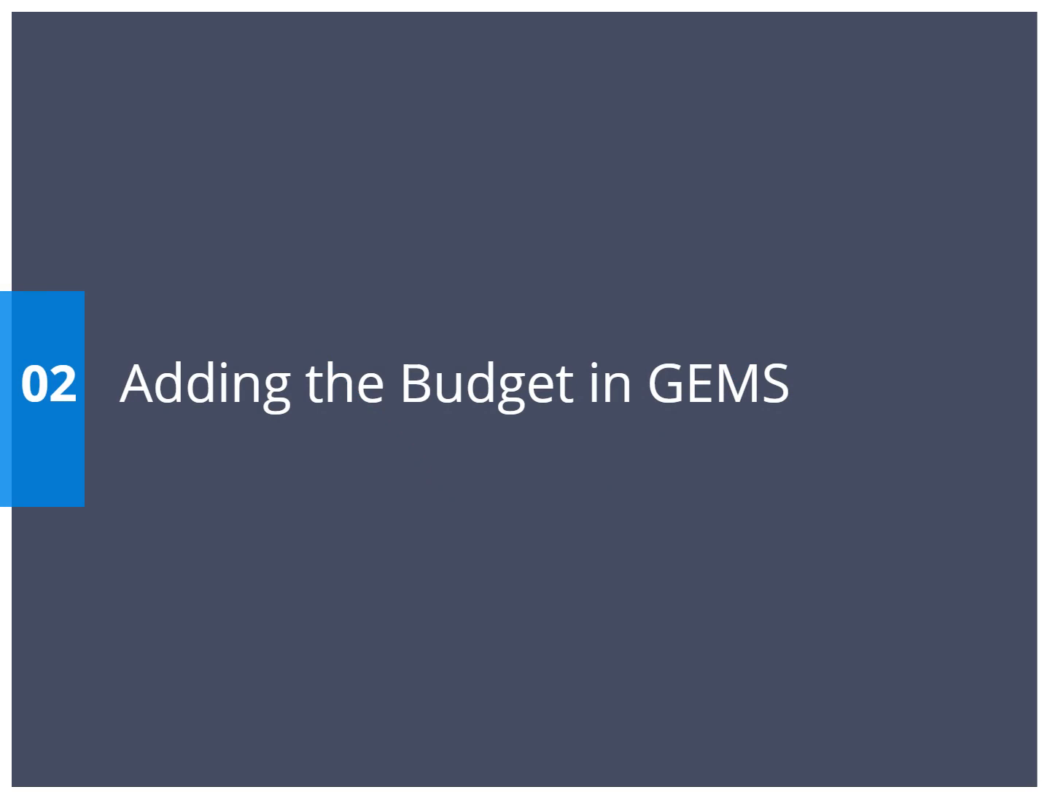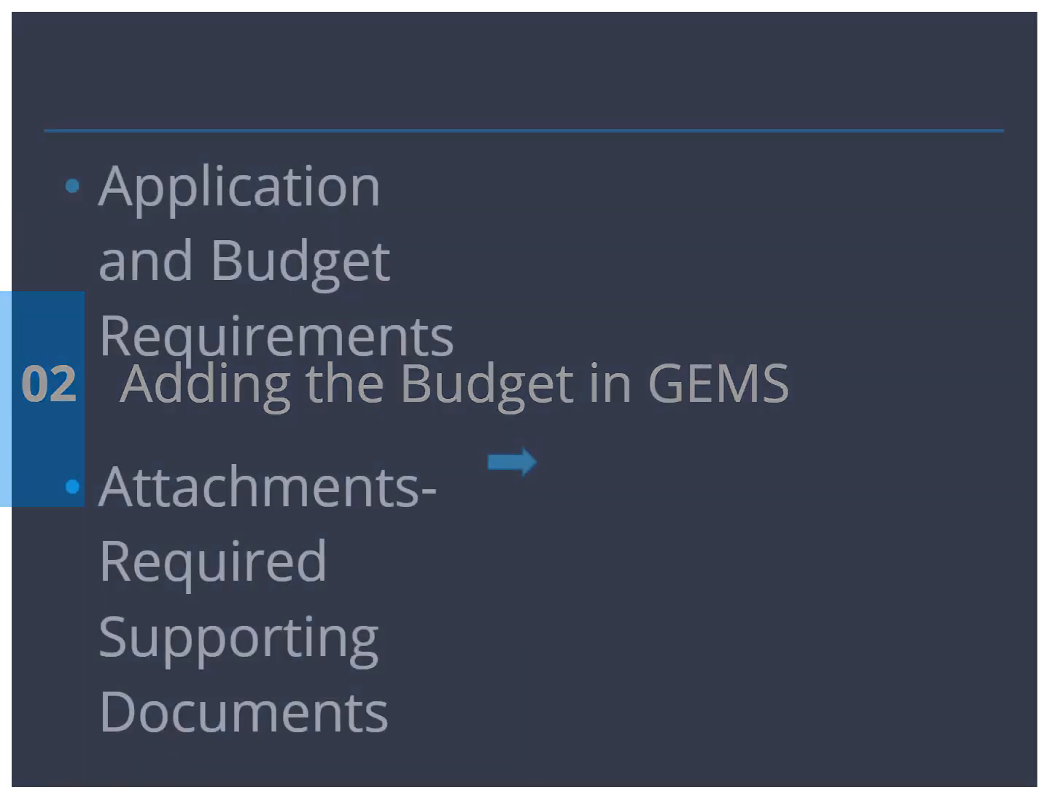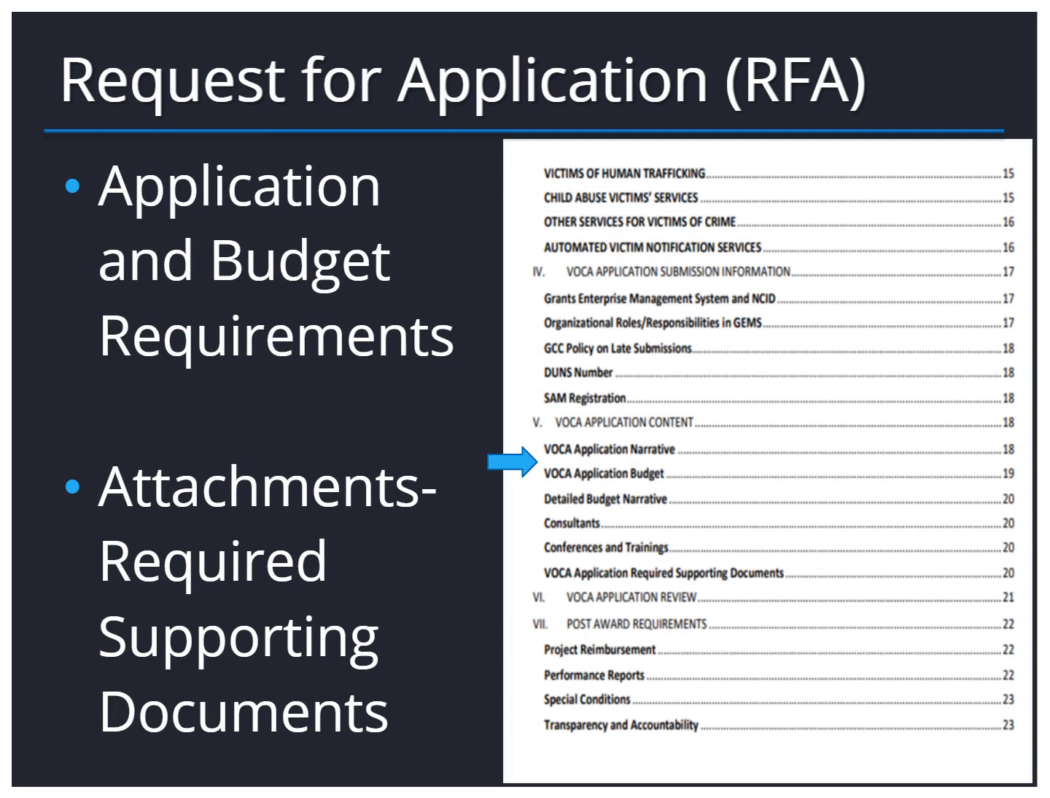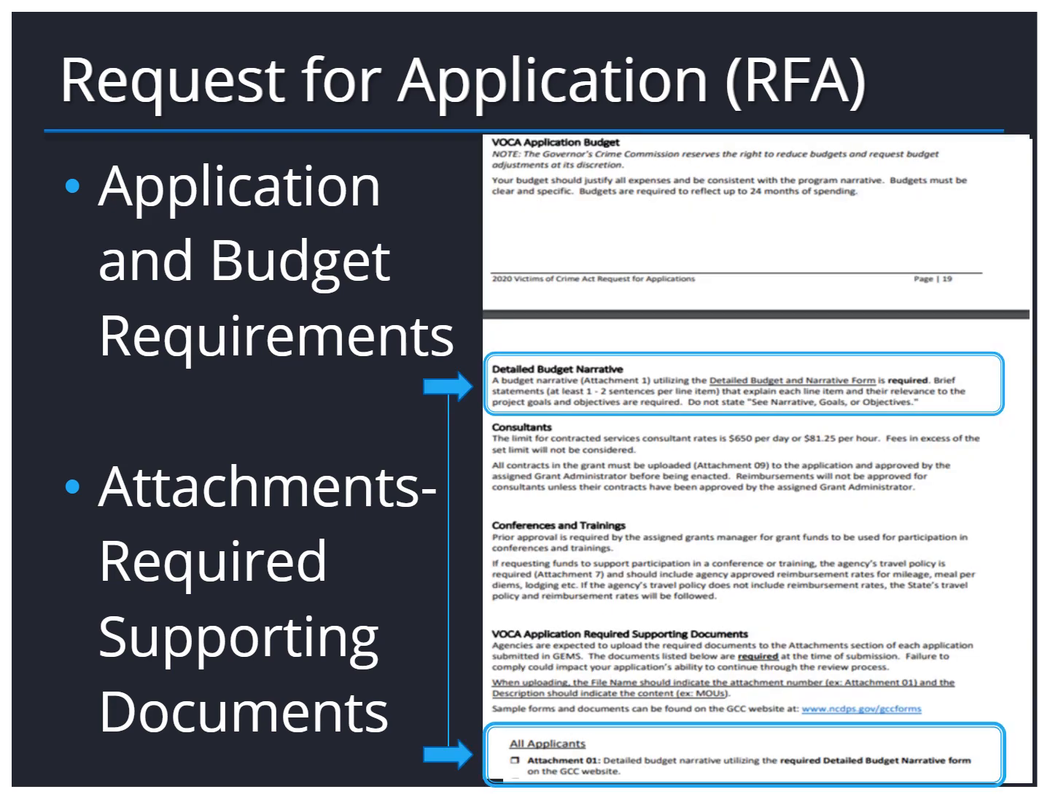Now let's learn how to add the budget in GEMS. As a reminder, applicants should refer to the request for application or the RFA for additional details on specific budget requirements. Use the table of contents to navigate to the section related to application budget. Additionally, agencies are expected to upload supporting documents with each application submitted in GEMS. These documents are required at the time of submission and should be labeled as indicated in the RFA.